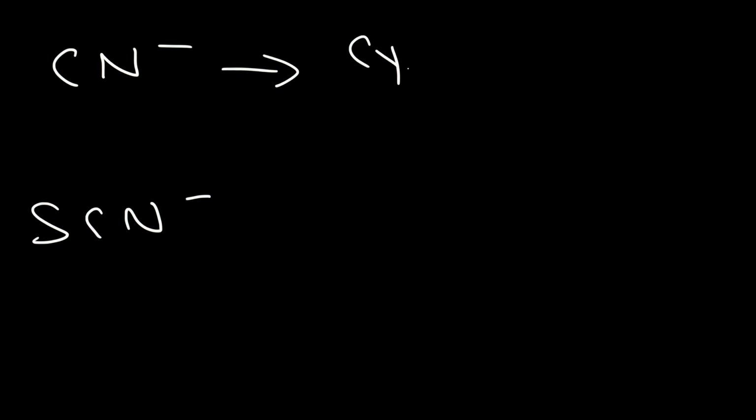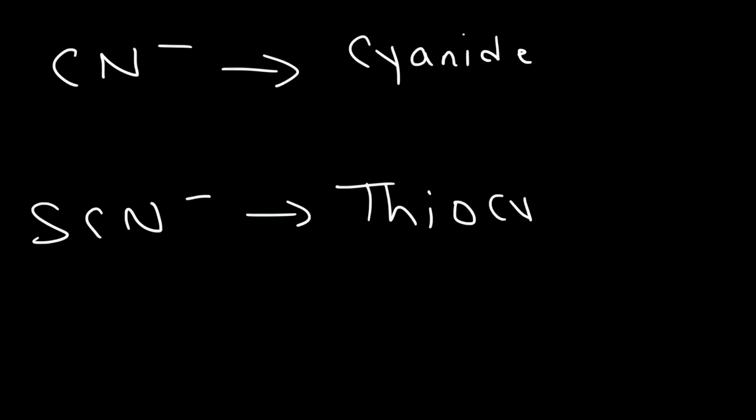Now what about these two? CN- and SCN-. CN- is known as cyanide. SCN- is called thiocyanate. Now this one's a polyatomic ion with an IDE ending, so there are exceptions, so watch out for that one.